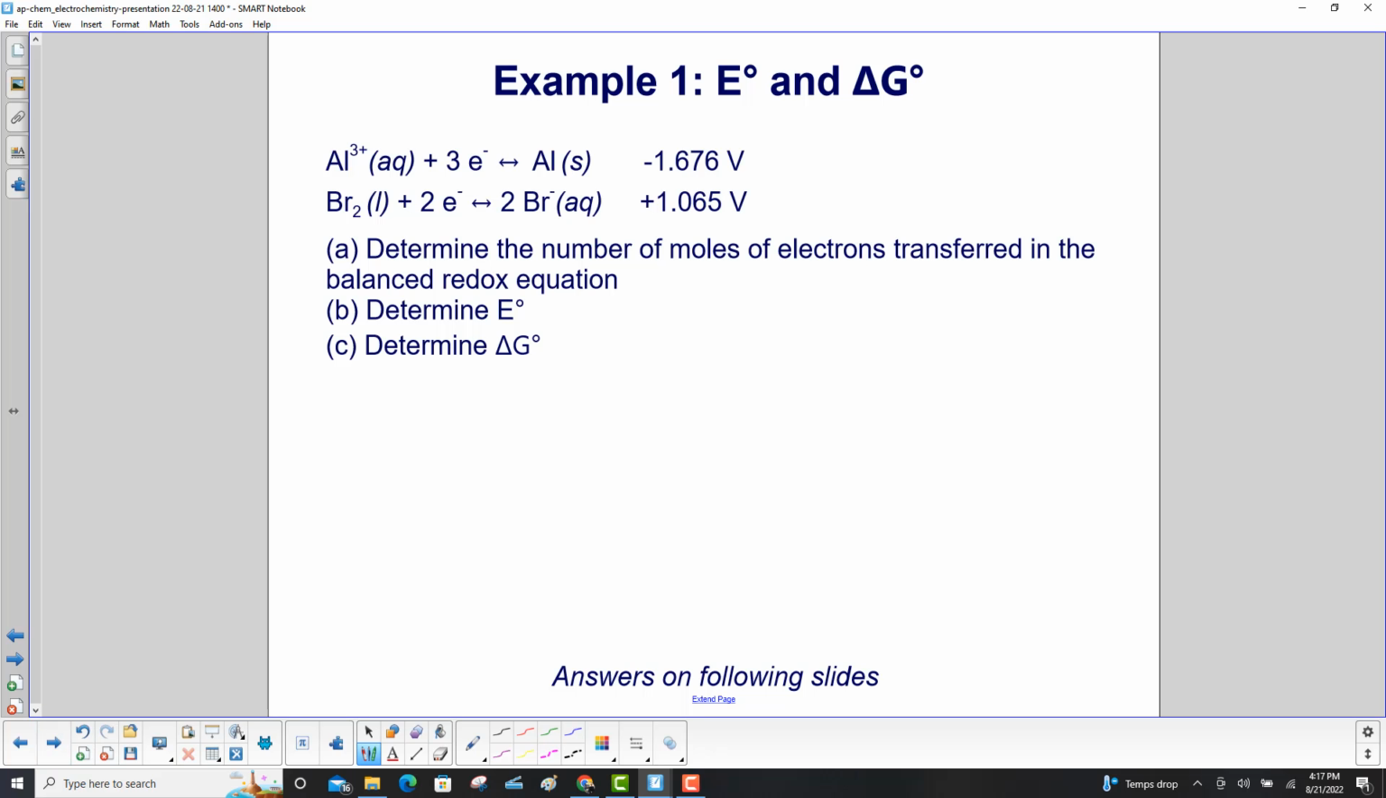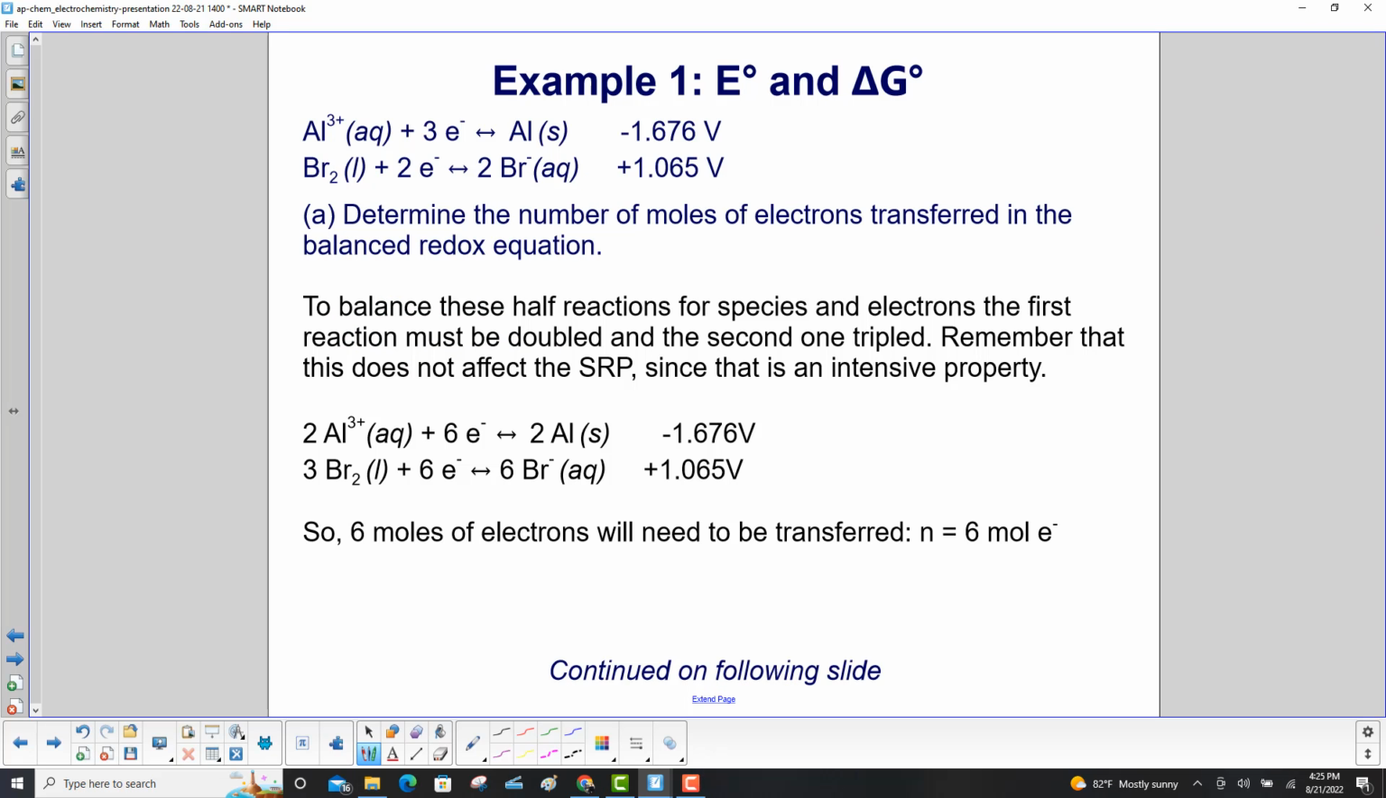Example 1 for E0 and delta G0, we have aluminum here and bromine. Determine the number of moles of electrons transferred in the balanced redox equation, determine E0, and then determine delta G0. Determine the number of moles of electrons transferred in the balanced redox equation. Notice they're not asking us for the balanced redox equation, but we know that you have to have the same amount of electrons transferred from one to the other.